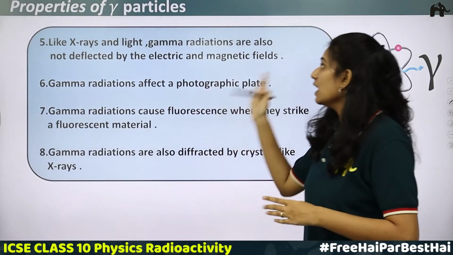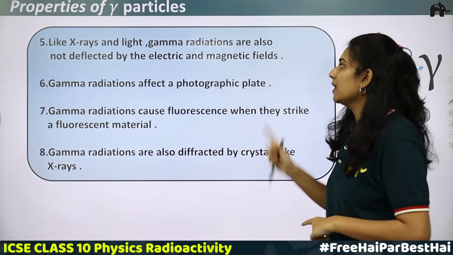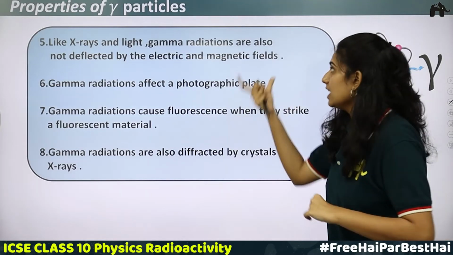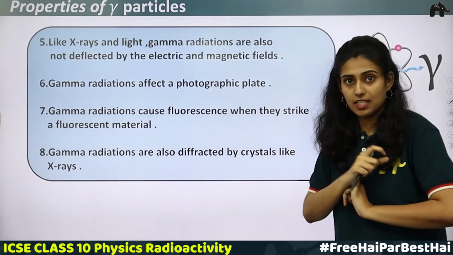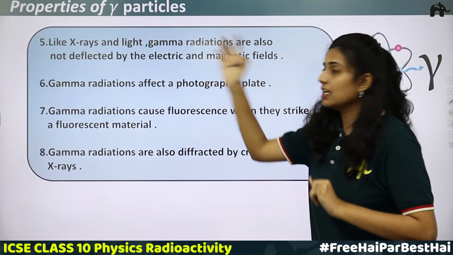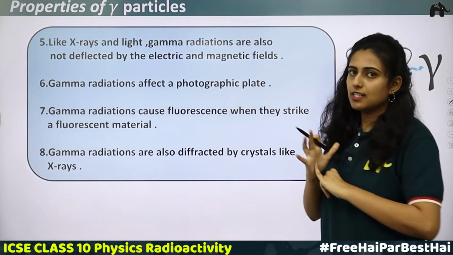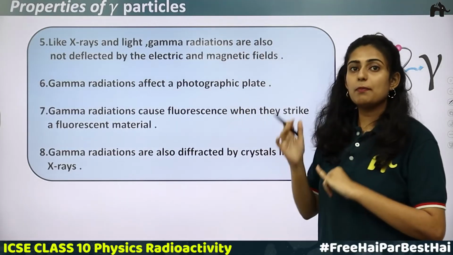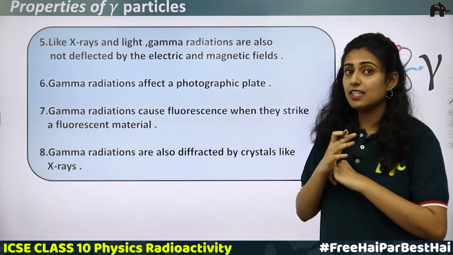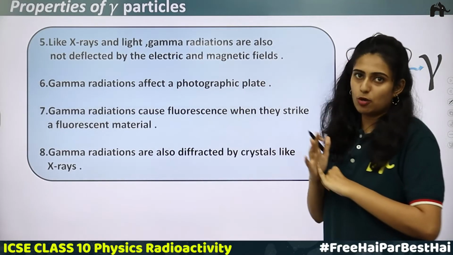Next, like X-rays and light, we have said that gamma rays or gamma radiations are similar to X-rays and light. Gamma radiations are also not deflected by the electric and magnetic field. We said gamma radiations are electromagnetic in nature. We know that X-rays are electromagnetic. X-rays and visible light belong to the electromagnetic spectrum. Gamma rays are also a part of the electromagnetic spectrum. We have studied in the chapter spectrum in detail about these radiations.